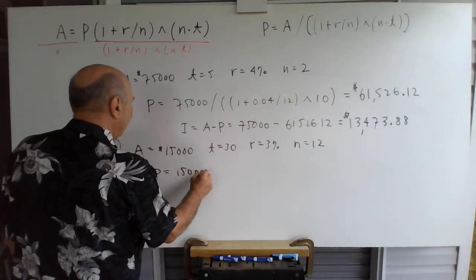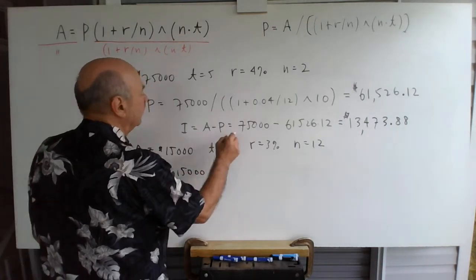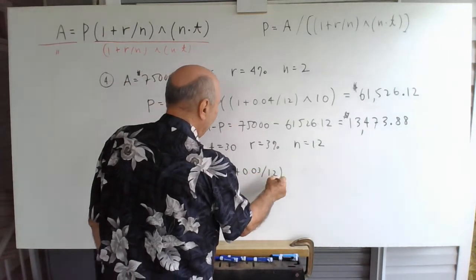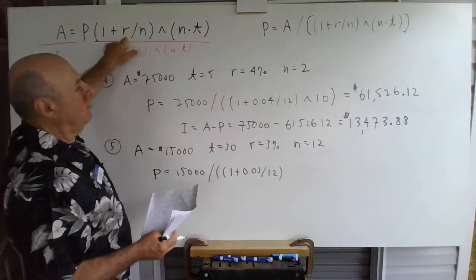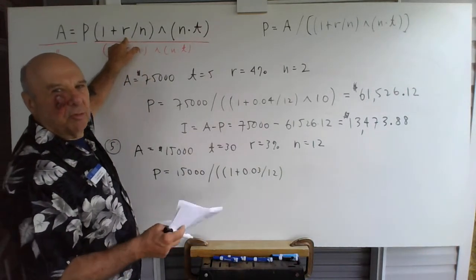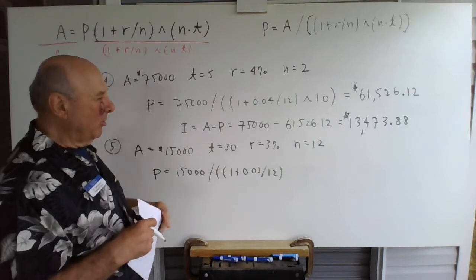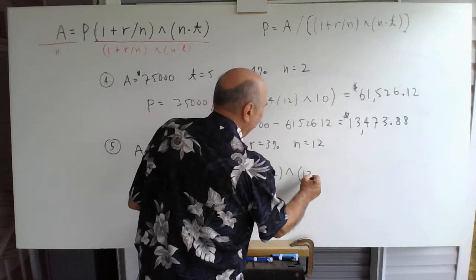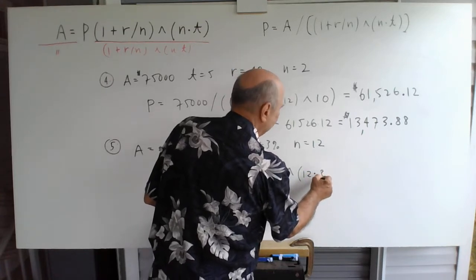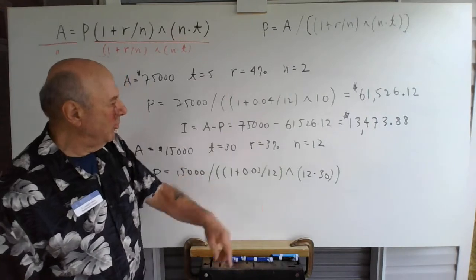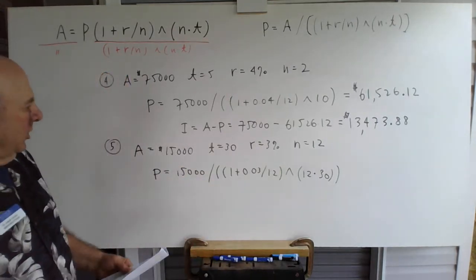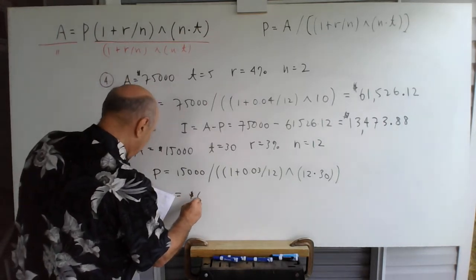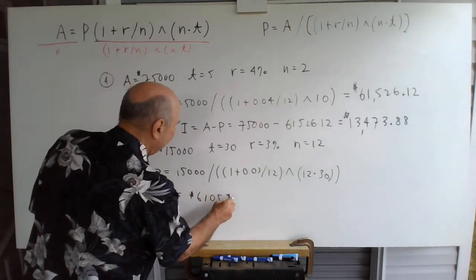15,000 divided by double parentheses 1 plus r, which is 0.03 divided by 12. That 1 plus r over n, you're going to see this part of the formula. It's going to come up again in some future work we do. It's a stable part of all our calculations. And so caret nt. So this time we'll just write it out. n times t. See, it turns out to be 360. And don't forget the second parentheses on the outside. So when I do this calculation, I get $6,105.40.